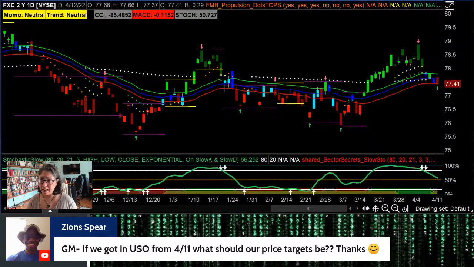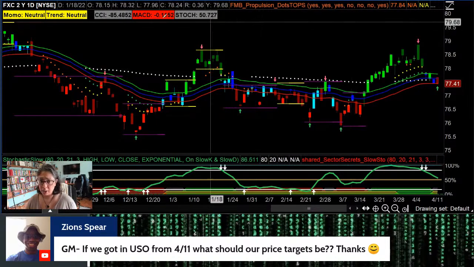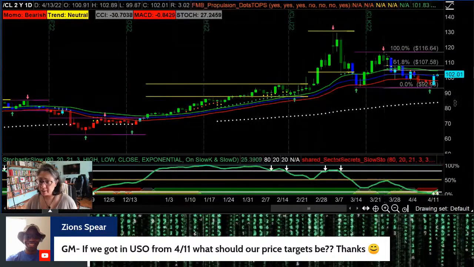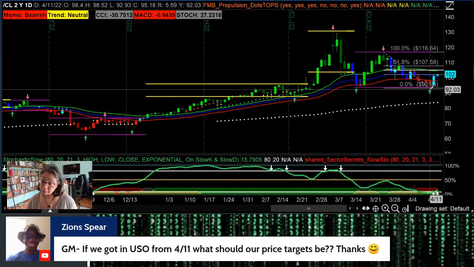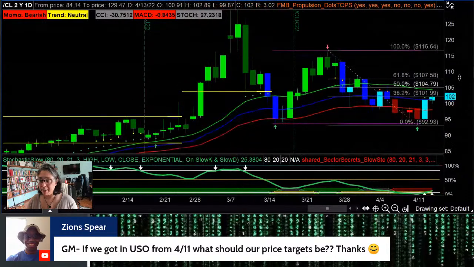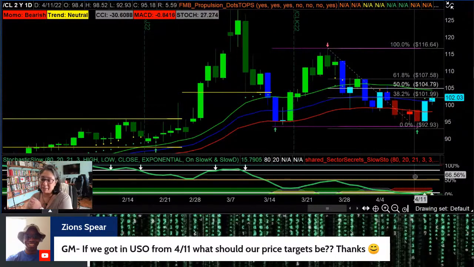Hey, there's Irons. If you got into crude oil, let's go to CL. From the 11th, right? Beautiful. You know, I look at crude, and this is a setup that I talked about in the futures room and in the Sector Secrets Mastery. And I know a number of mastery traders and futures traders took it, and I didn't.